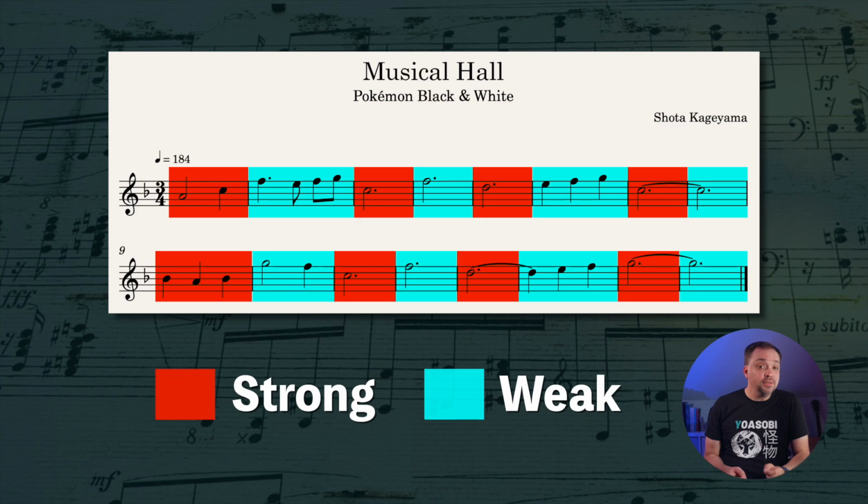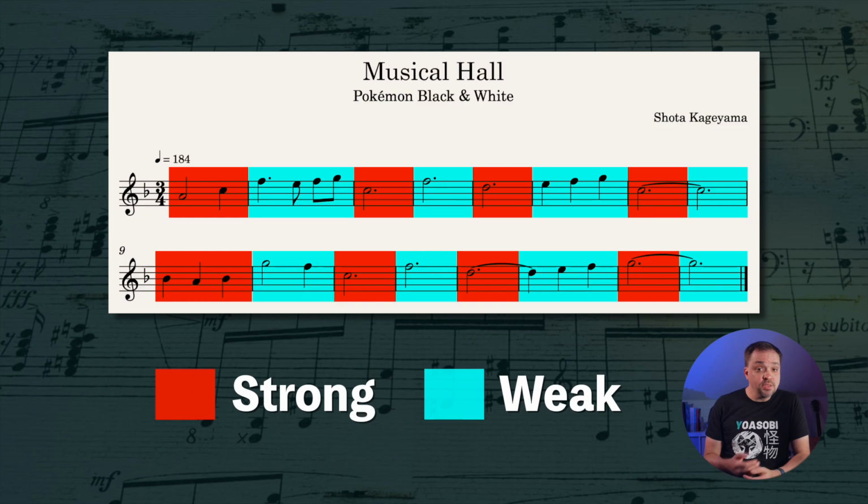In this melody, there's this overlying rhythm of a strong measure and weak measure. Strong bop bop, weak bop bop, strong bop bop, weak bop bop. Every 2 bars, the first bar is strong and the second is weak.